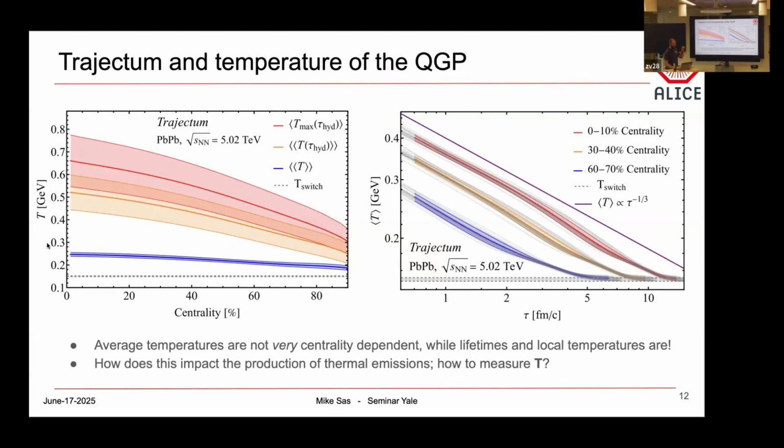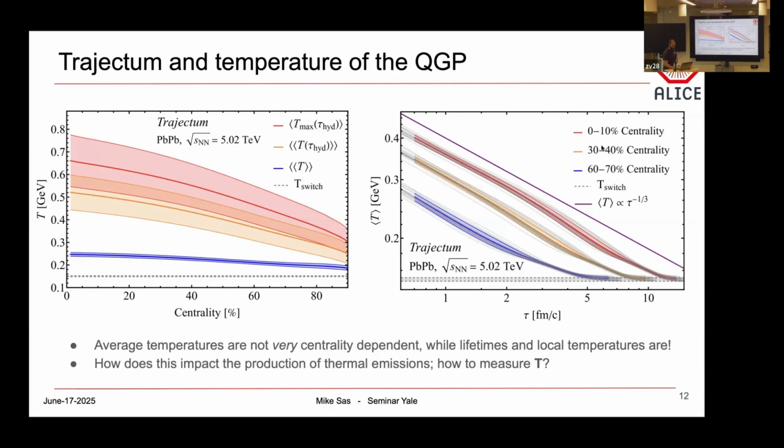So what is now in these plots is just the temperature of your QGP in a model that is constrained well by all the experimental data that we have, right? And we have on the left the temperature as function of centrality, and on the right it's the average temperature over space as function of time in the collision. Okay, so maybe it's easier to start on the right.